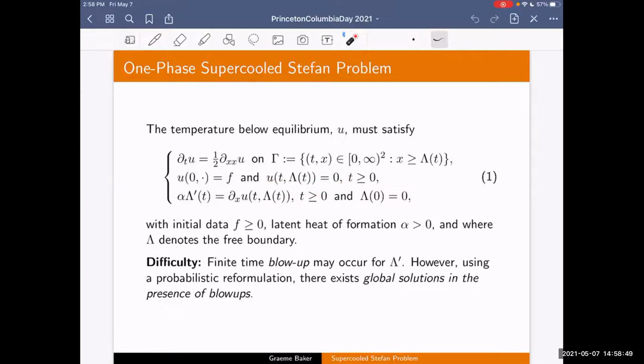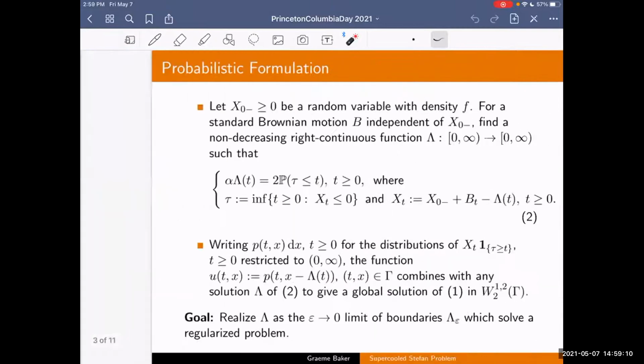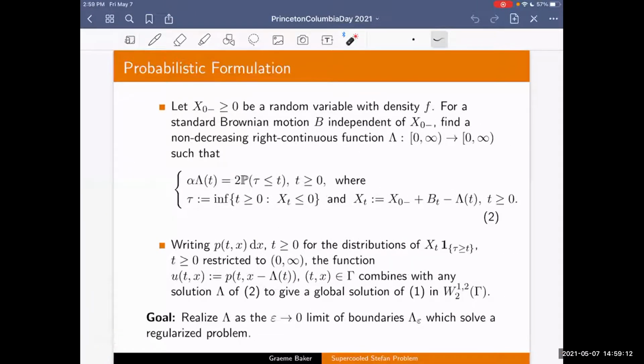So this is an old problem. And one of the difficulties with classical solutions is that we can have finite time blow up depending on our initial conditions. And so recently there's been probabilistic reformulations that give us a sense of global solution in the presence of blowups. And that's what we're interested in today. So we'll go into that.